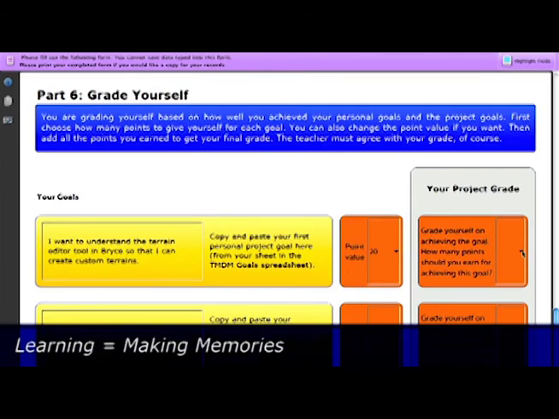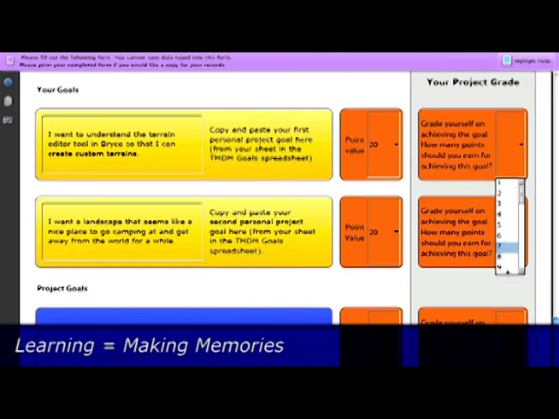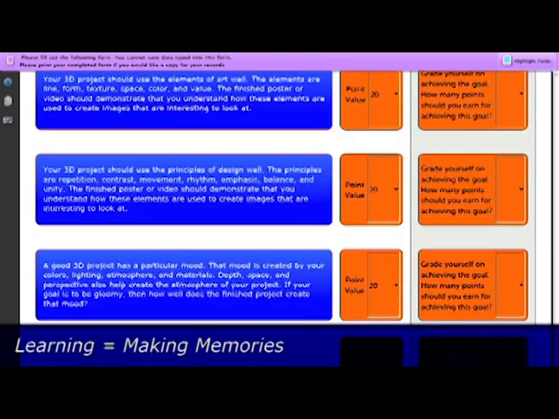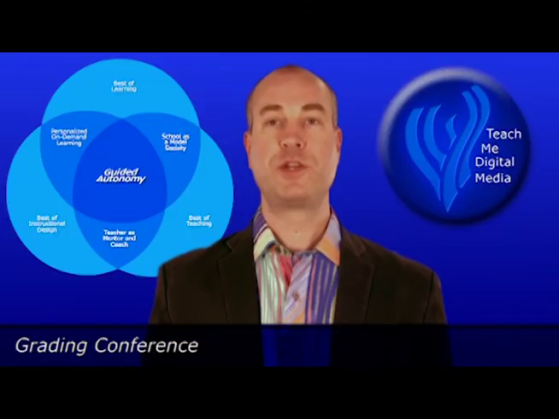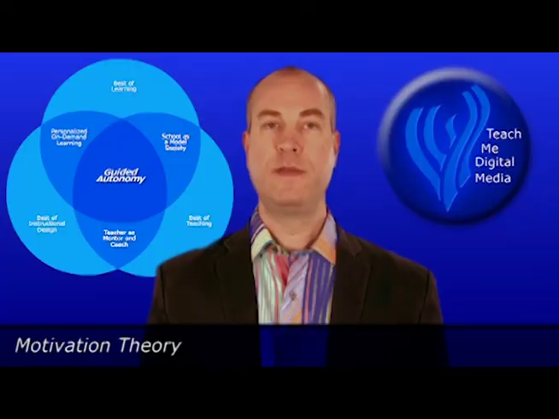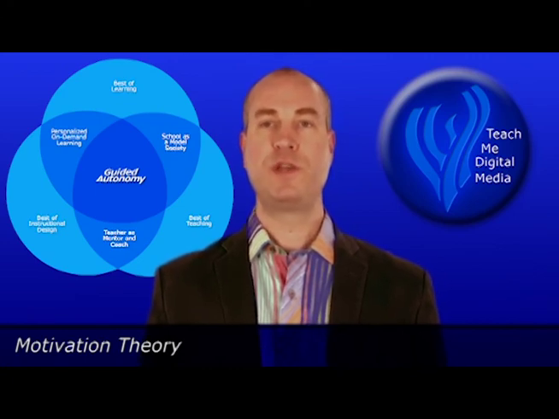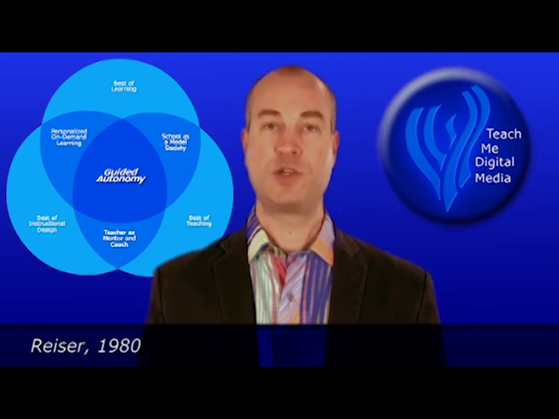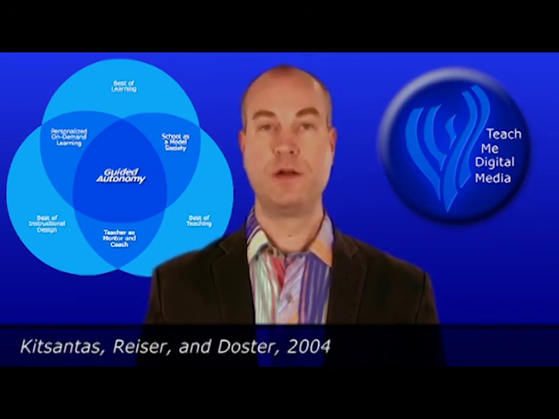The final piece of the rubric is self-assessment. On this last part, students give themselves a grade based on how well they achieved their personal goals and the project goals. When they've finished the rubric, students ask the teacher for a conference, and together, the teacher and student make sure that the grade is appropriate and fair. This again is based on motivation theory and the work of many researchers who've shown that self-paced instruction combined with self-assessment leads to improved learning for students.